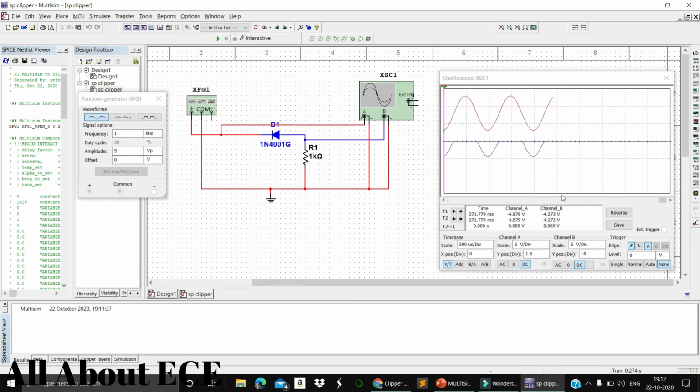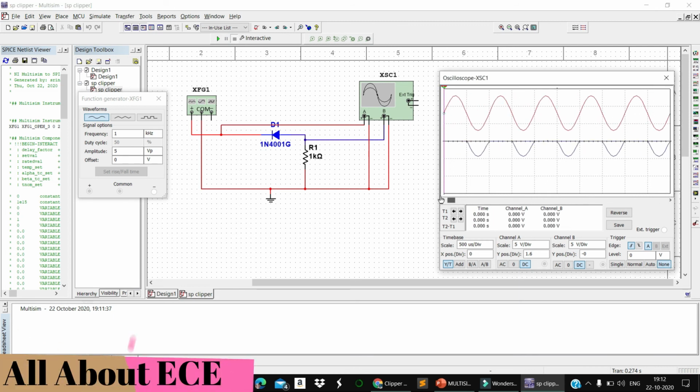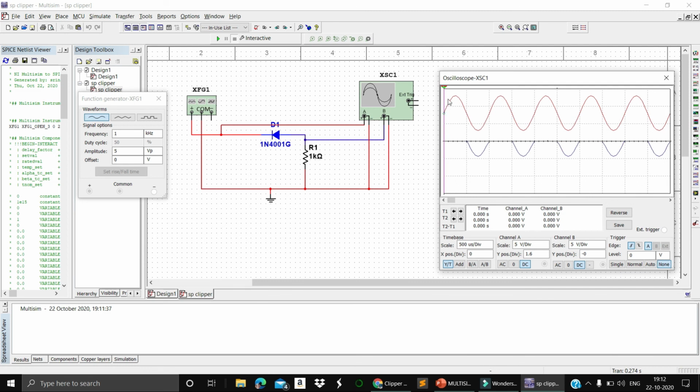So what is the output of this waveform? Okay, in the positive half, let me describe in more detail. I'll drag this so you will understand. So this is my positive half cycle. During the positive half cycle, I will not get any output. I will get a constant level.